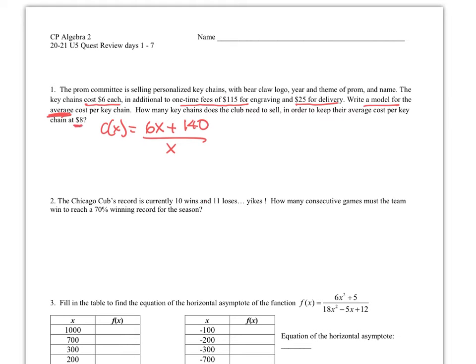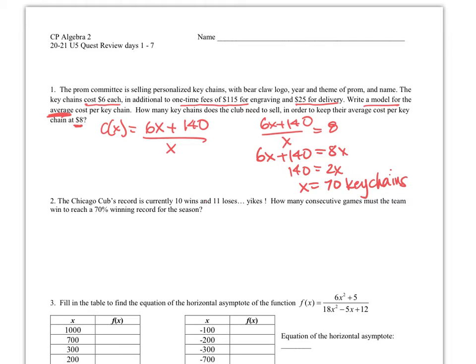At $8. So we are going to set that up by setting it equal to the cost of $8. Solving it, we're going to multiply both sides by x. We get 6x plus 140 equal to 8x. Subtract that 6x. We end up with 2x equal to 140. We end up with 70 keychains.